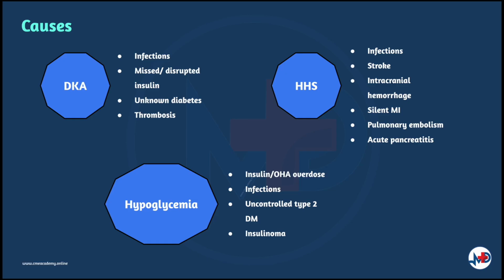And lastly, hyperosmolar hyperglycemic state may be caused by infections, stroke, intracranial hemorrhage, pulmonary embolism, and acute pancreatitis. It can also be caused by silent MI. It is crucial to consider MI in all patients with HHS until it has been excluded. Do bear in mind that these are not an exhaustive list of causes and just some common ones.